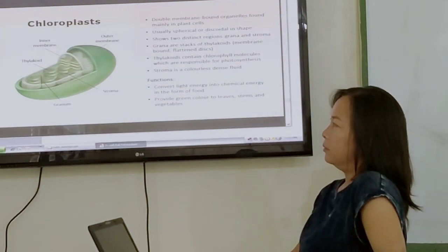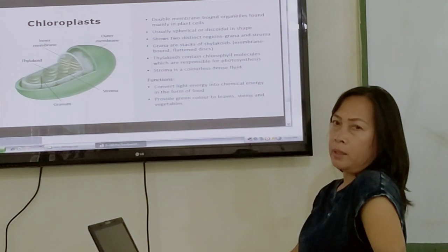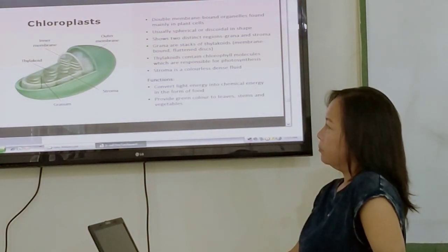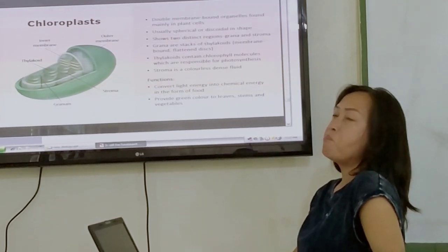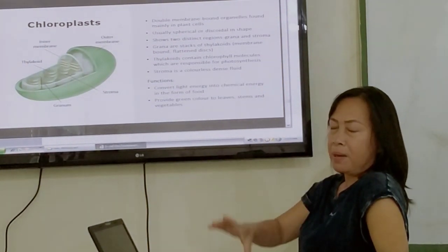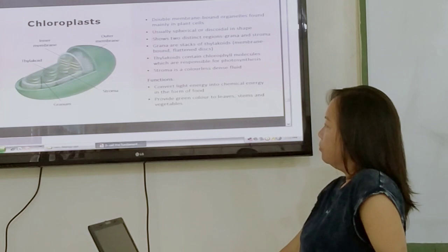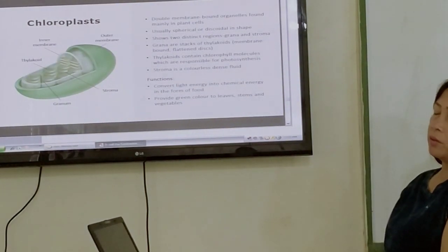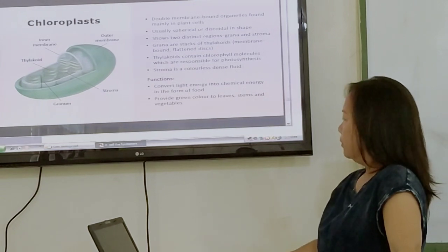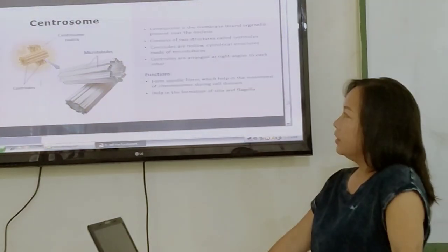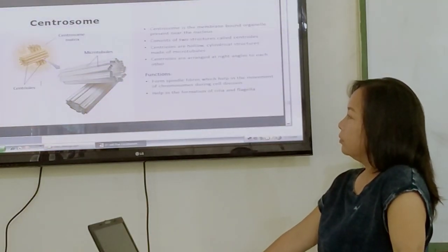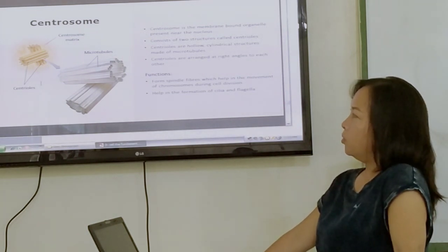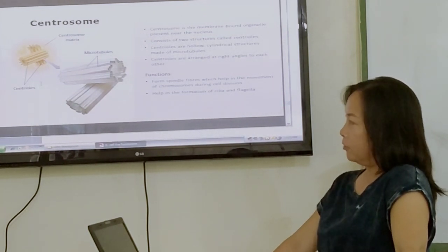The chloroplast stroma. Then we have these thylakoids, or the coin-like structures here. And this granum is made up of one pile of these thylakoids. Function: this is the site for photosynthesis. Then we have the centrosome. The centrosome consists of a pair of centrioles.